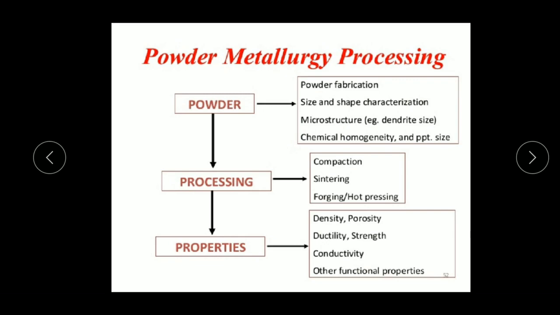And the second step is processing, which involves compaction, sintering, forging, or hot pressing. And the third step is properties of the powders, or property calculation or property measurements: the density method, porosity calculation, ductility and strength measurements, conductivity measurements, and other functional properties.